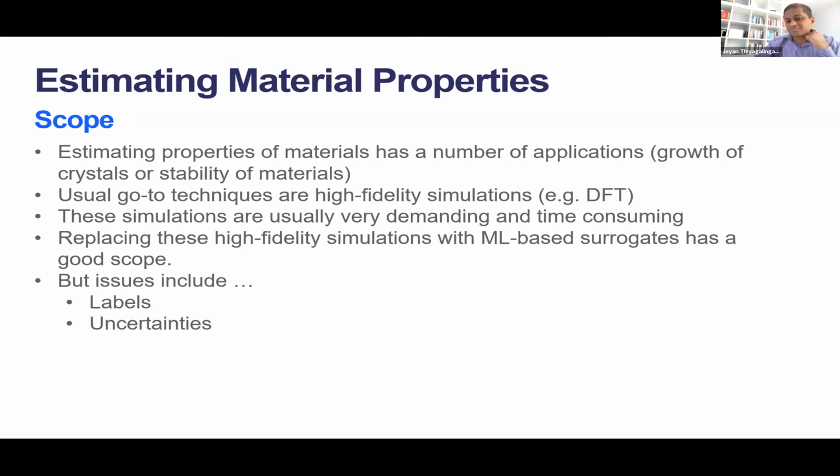So what we do is we effectively try to short circuit that using some surrogate models. But if you really go down the route of surrogate models, there are lots of issues. For example, if you want to use standard machine learning techniques, the labels are going to be a serious issue. And when you use the surrogate models, the uncertainties become crazily large. Those are two things that we like to sort out.